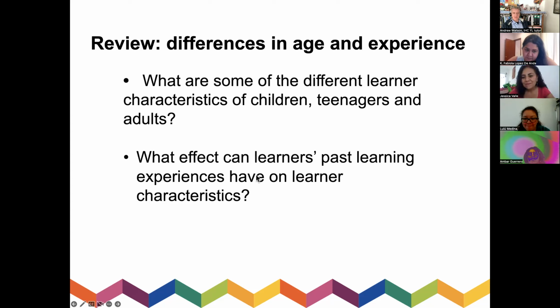What did you answer the second question? Yeah, that was our second question. Oh, it was. Okay. Yeah. Sorry. Jessica, can you tell the first one, please? What are some of the different learner characteristics of children, teenagers, and adults?